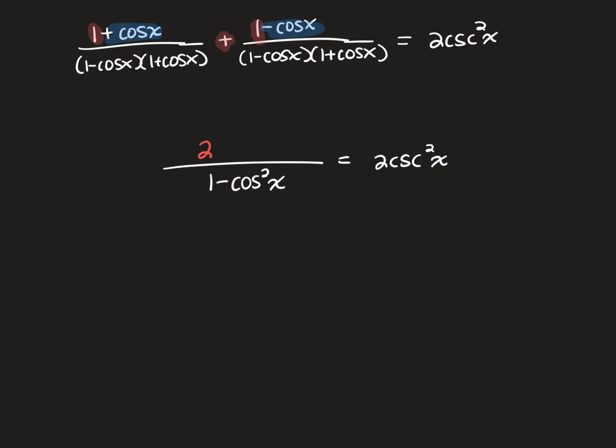Now, 1 minus cosine squared, that again is one of your Pythagorean identities. So if you look at your Pythagorean identities, you should recognize that 1 minus cosine squared is just sine squared. So I can replace that 1 minus cosine squared with sine squared.